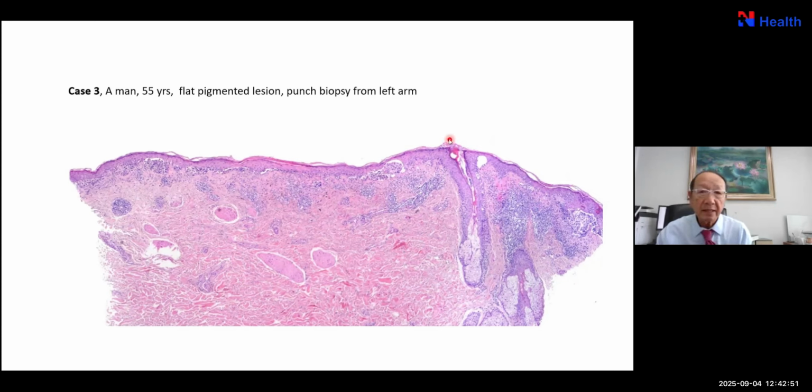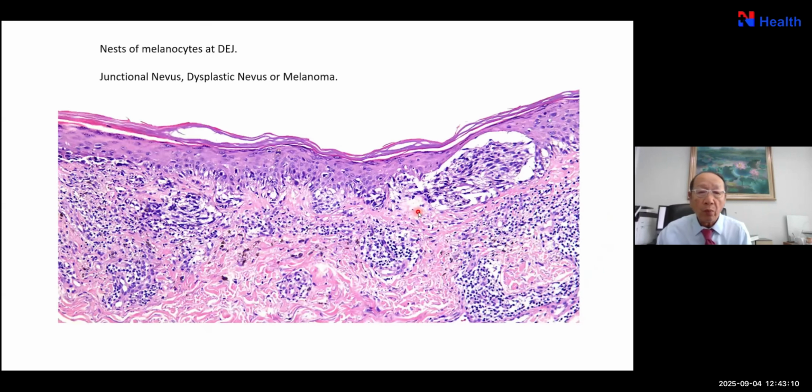At this low power, we can see that there are nests and single melanocytes at the dermoepidermal junction, and there are some inflammatory cells in the upper dermis too. So we look at it, the nests and solitary units of melanocytes. The differential diagnosis will be a nevus, a melanoma, or the in-between, the so-called dysplastic nevus.